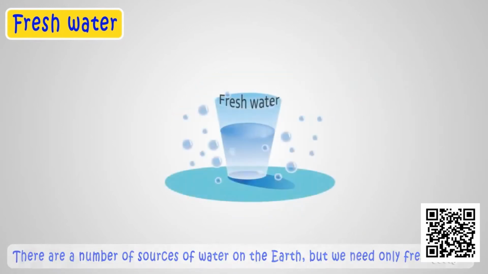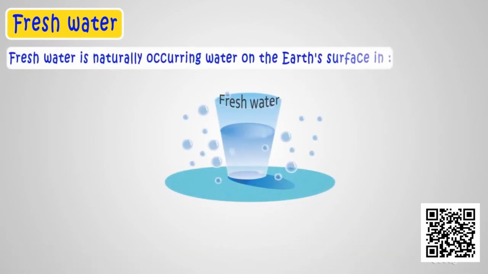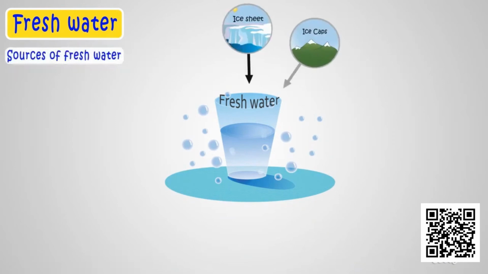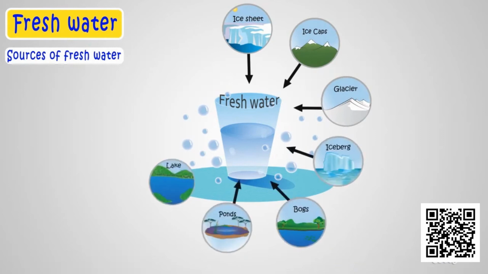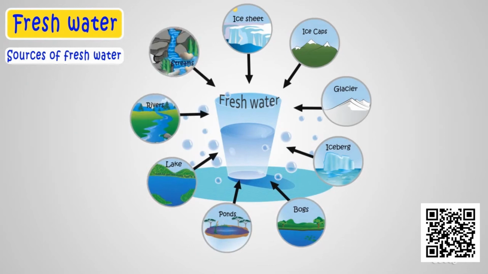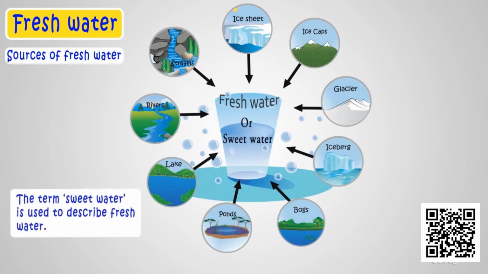Fresh water is naturally occurring water on Earth's surface in ice sheets, ice caps, glaciers, icebergs, bogs, ponds, lakes, rivers, and streams, and even underground as groundwater. The term sweet water is used to describe fresh water, in contrast to salt water, which is present in seas and oceans.